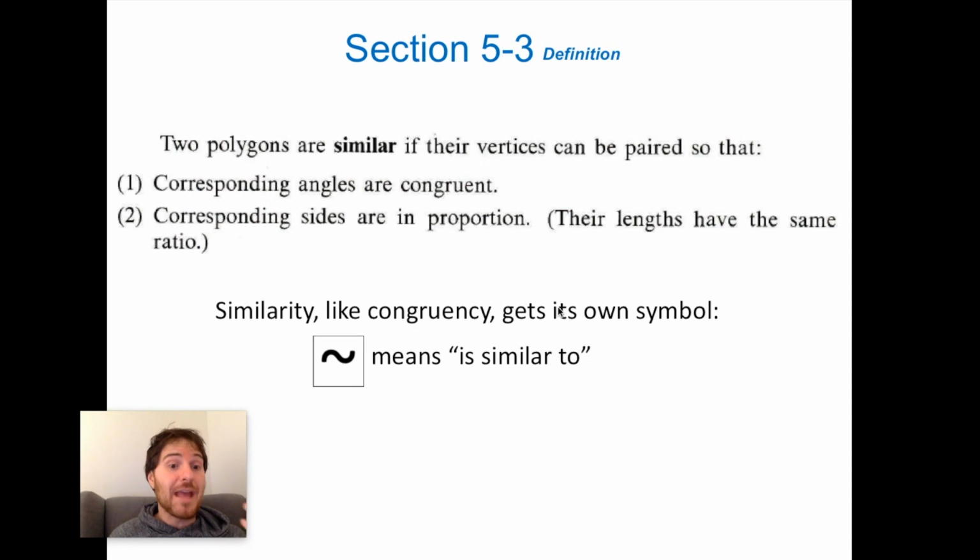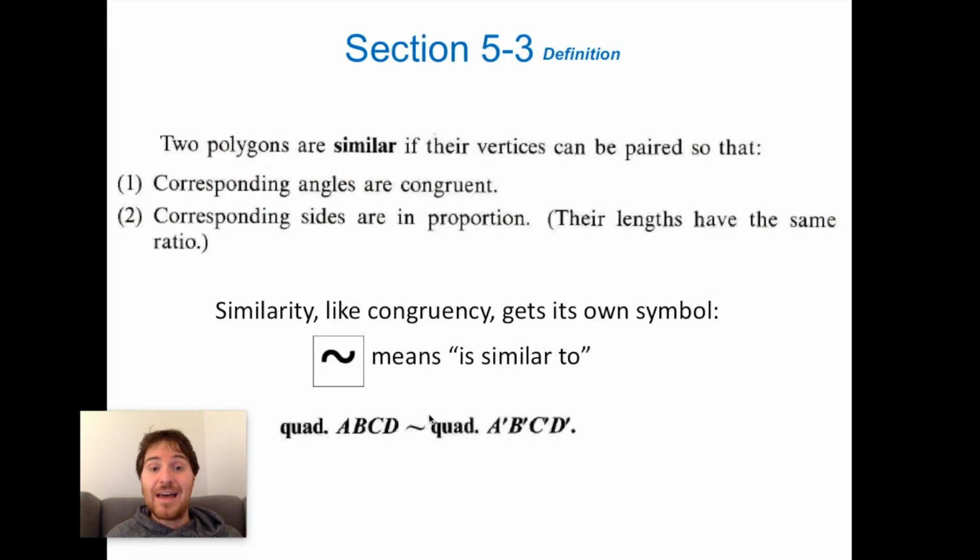So it's a way of forming a math sentence in geometry, just like a statement of congruency would be a math sentence. So triangle ABC is congruent to triangle DEF, right? That's a math sentence. That's a sentence I just said out loud. Is congruent to, is similar to, works as a math sentence too, such as this math sentence right here. Quadrilateral ABCD is similar to quadrilateral A prime, B prime, C prime, D prime.